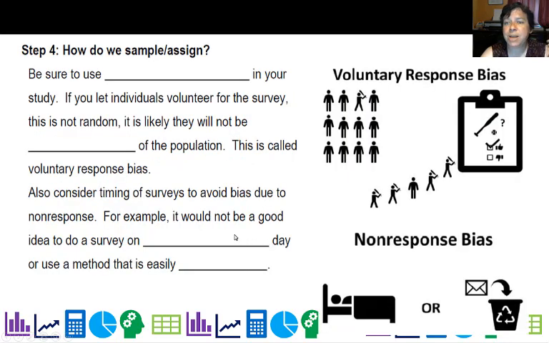So how do we sample or assign? Be sure to use randomization in your study. If you let people volunteer, you're going to get the most extreme views. Odds are they will not be representative. And that's called voluntary response bias.